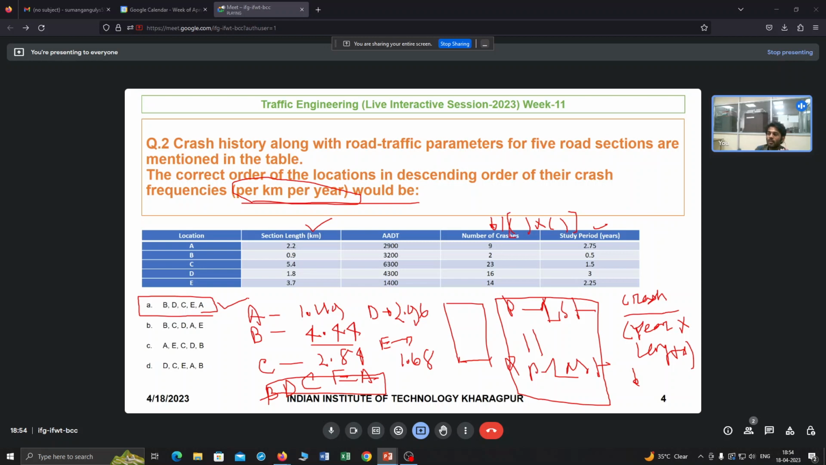But if we say per million vehicle kilometers, what is the frequency? In that case, because the traffic volumes are very different, it might change the results. So if you calculate, I do not think that you will get the same results. Your results are likely to vary. So that is a problem actually.